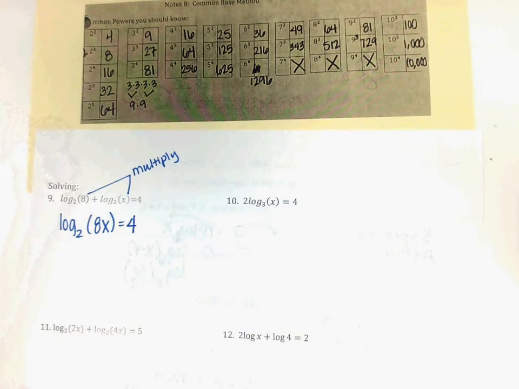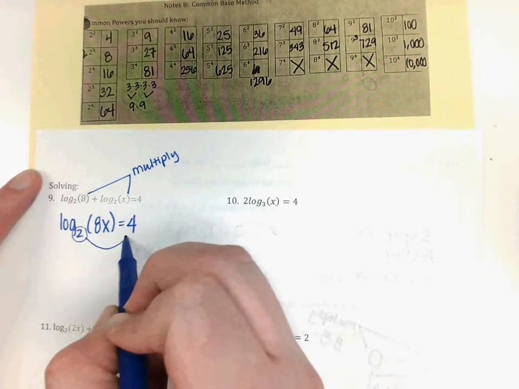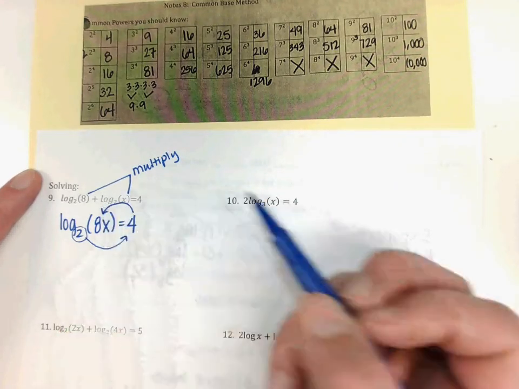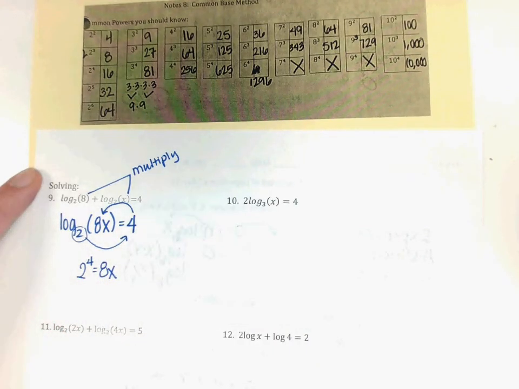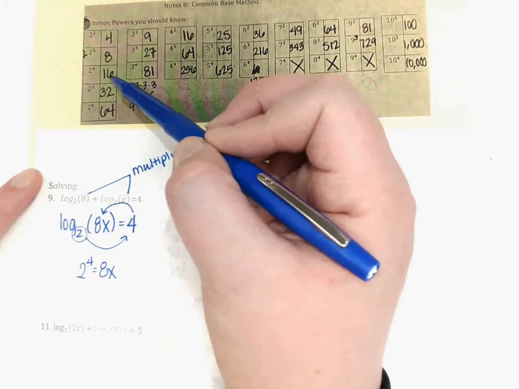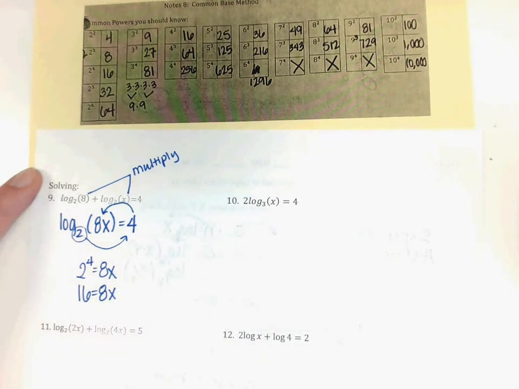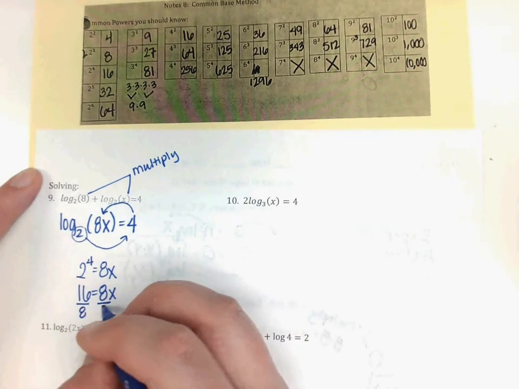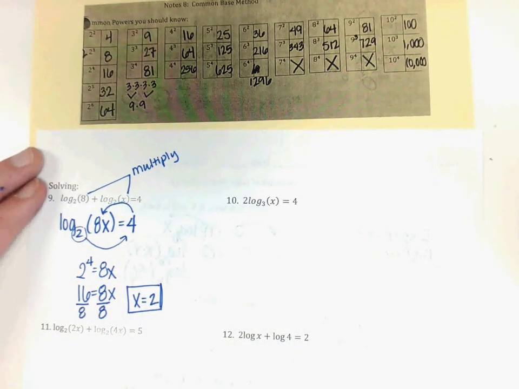Okay, now once you get it down to 1 log, you can do a loop just like we learned last week. So where does my loop start? 2 up to the 4, bring it back around, equals 8x. And then from there I can look at my chart. 2 to the 4 is right here. 2 to the 4 is 16. So 16 equals 8x, then what's my next step? Divide by 8. 16 divided by 8 means x equals 2. Good? Okay, number 10 right next to it.